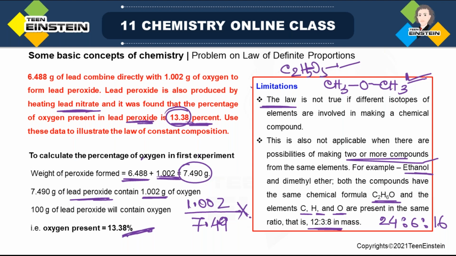So remember, whenever there is a possibility of making 2 or more compounds from the same elements, not just the same elements, their atomic ratio is also the same. The atomic ratio is 2:6:1, and this is the weight ratio if you consider atomic mass. So remember, this is another limitation. The limitation of isotopes we already know, but this is a new limitation for this law.